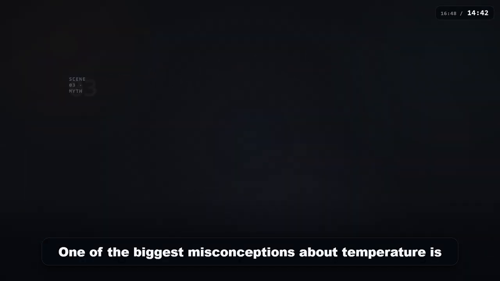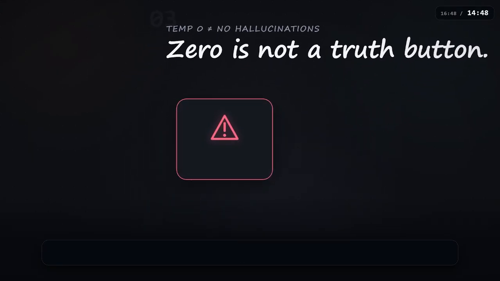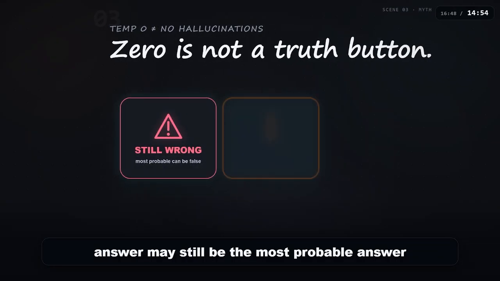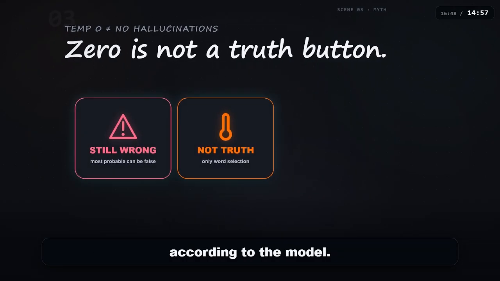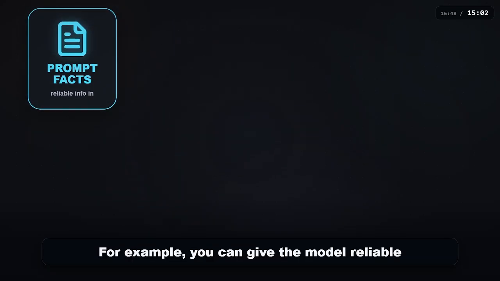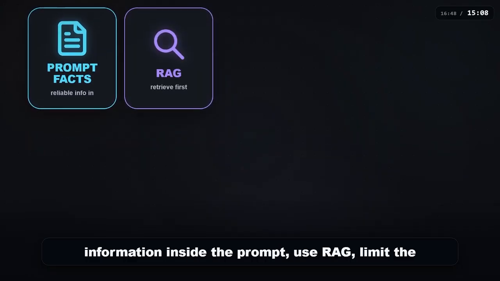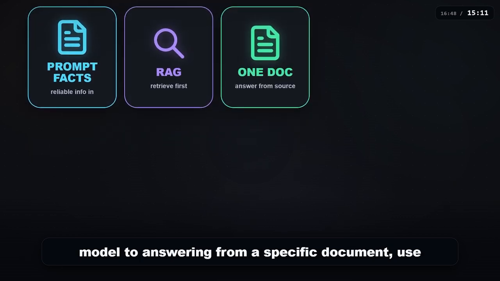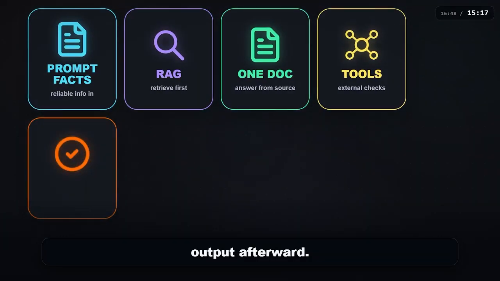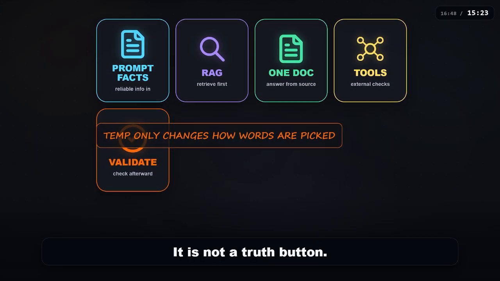One of the biggest misconceptions about temperature is that setting it to 0 will stop hallucinations. It won't. A model can still confidently give you a false answer at temperature 0 because the wrong answer may still be the most probable answer according to the model. To reduce hallucinations, you need other methods too. For example, you can give the model reliable information inside the prompt. Use RAG. Limit the model to answering from a specific document. Use external tools. Ask for sources. Or validate the output afterward. Temperature only changes how the model selects words. It is not a truth button.